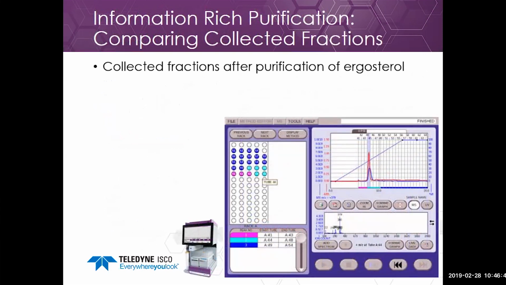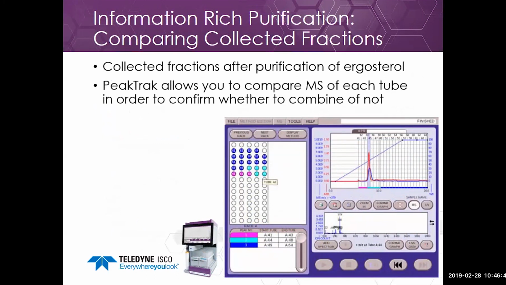Additionally, we can take advantage of the post-run feature and look at the mass spectra of each tube. So if you actually click on the tube in the end run screen, it'll pull up the mass spectra for that tube, so you can see which tubes you'd like to combine because they're pure, or keep separate because maybe there's an impurity starting to develop in it. So this is really helpful for combining your fractions and making sure you don't accidentally contaminate a pure fraction.